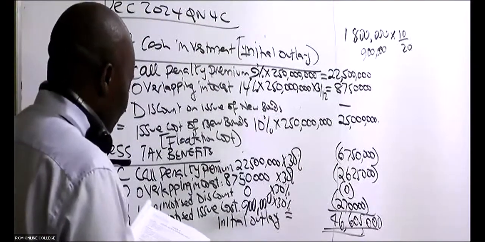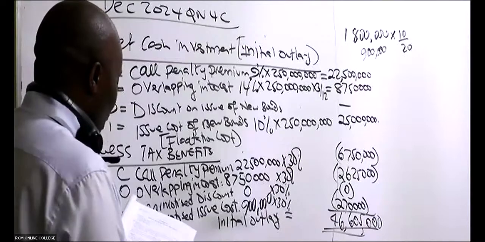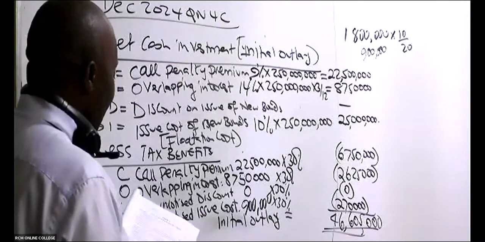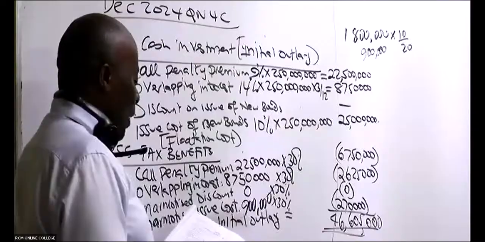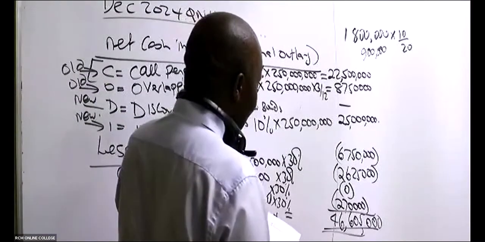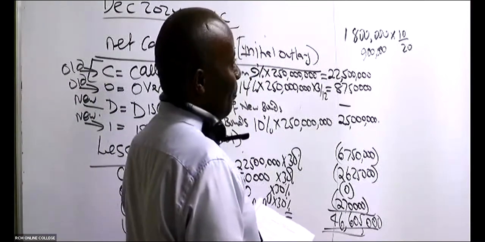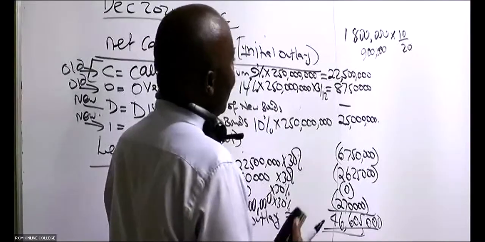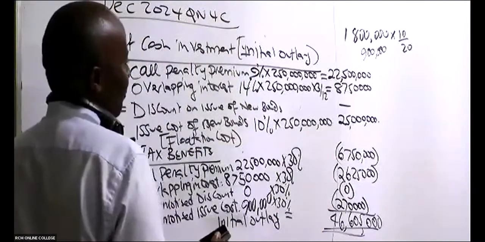Then now we can comfortably go to number 2 of this question, where they want us to give them the annual cash benefit to be derived from refinancing the current debenture. The savings, basically in terms of interest.